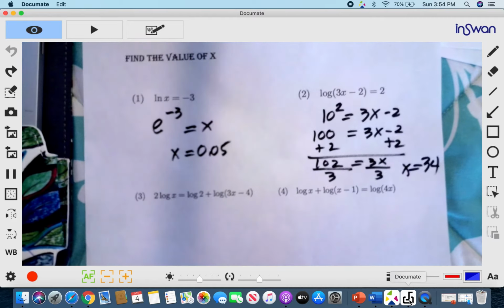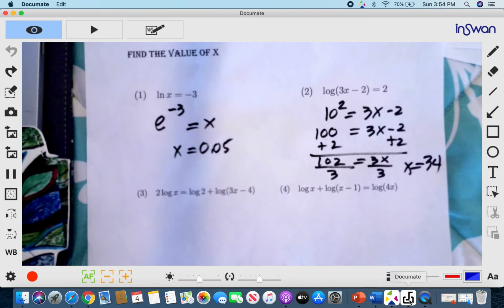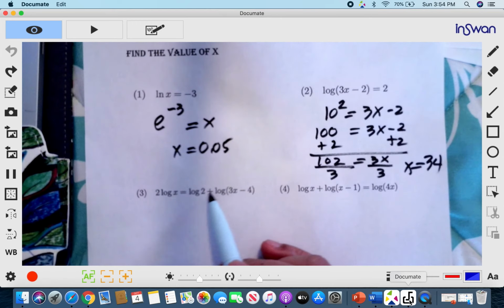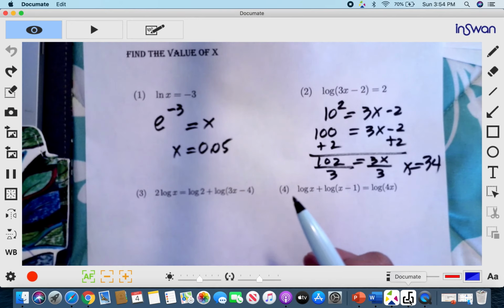Okay, now the other two examples are different. As you can see, logarithm appears on both sides of the equation. So this is prompting us to condense our equation. So you remember, if you're adding, we will multiply. Okay, if you are subtracting, we will divide.